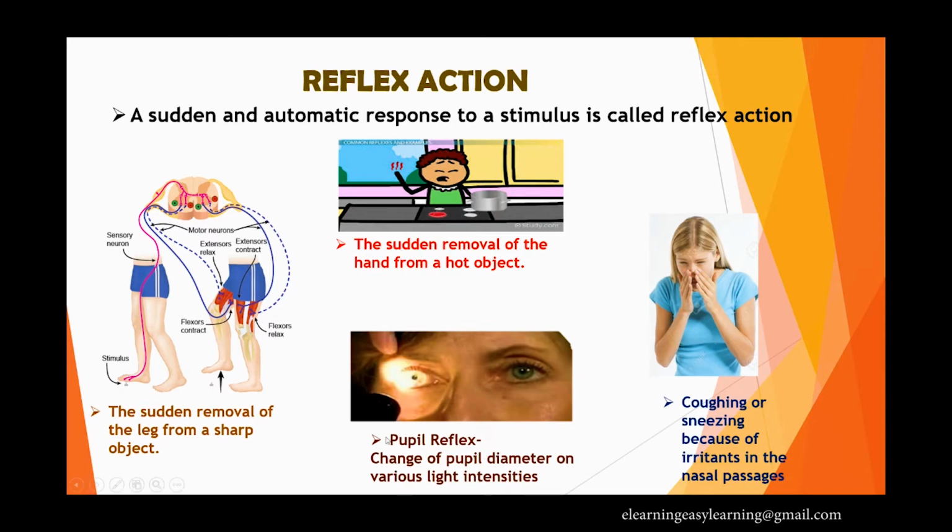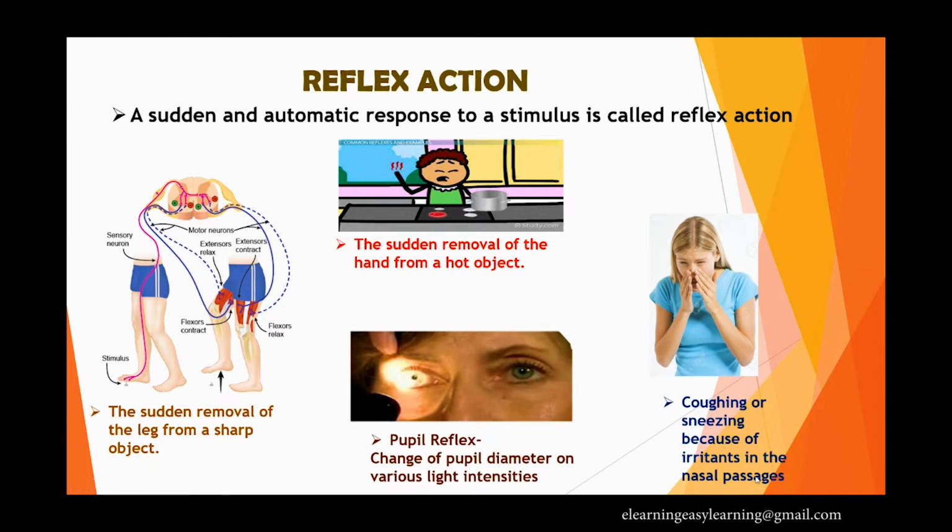Look at the first one. Here a person is removing his leg suddenly from a sharp object. Here is the sudden removal of the hand from a hot object. Here in this case, change of pupil diameter on various light intensities, and in the last example, coughing or sneezing because of irritants in the nasal passage.